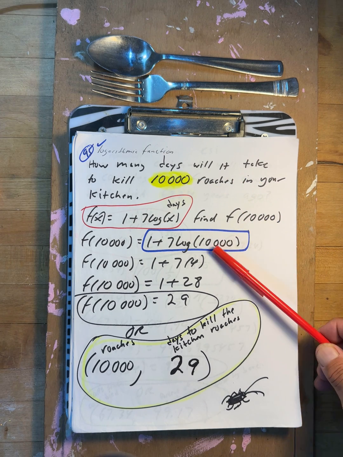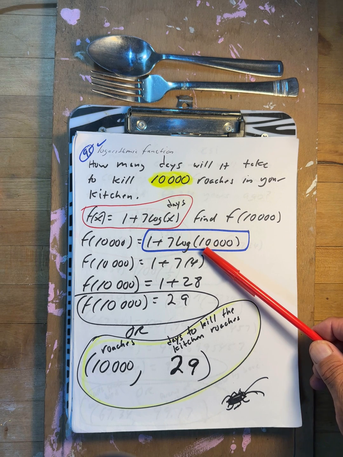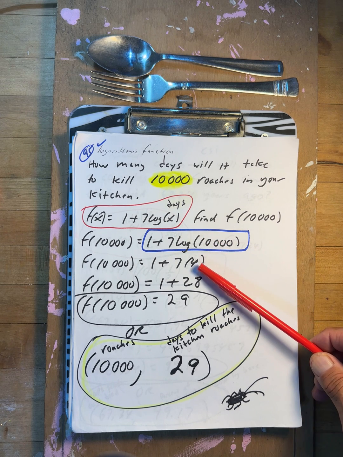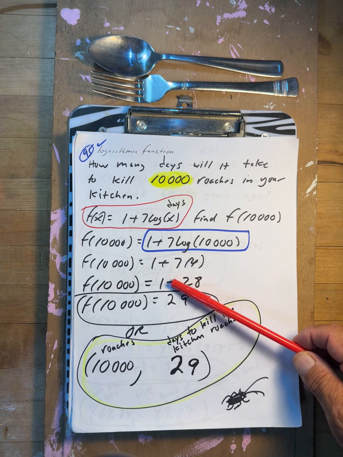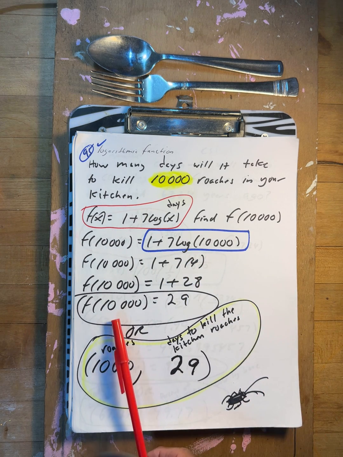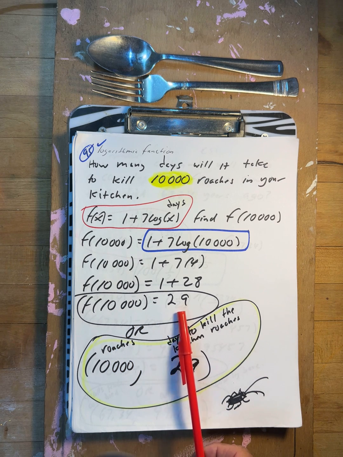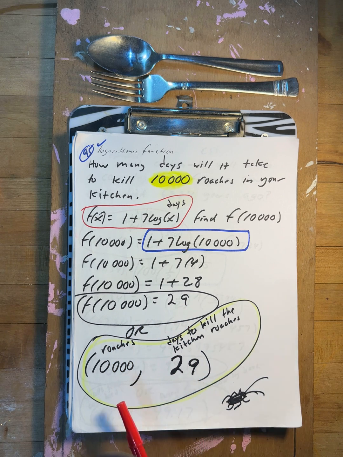Find f of 10,000. Put it in there for the x. So the log of 10,000 is 4. So again, multiply first. 4 times 7 is 28, and 1 is 29. So to kill the 10,000 roaches is going to take how many days? 29 days. So 10,000 roaches, 29 days to kill the kitchen roaches.